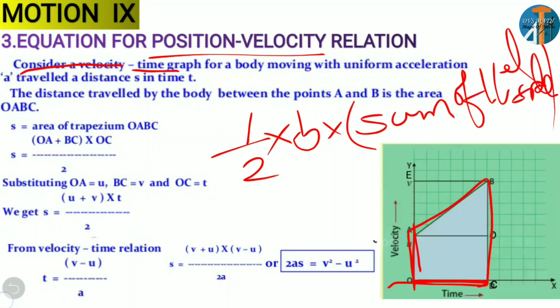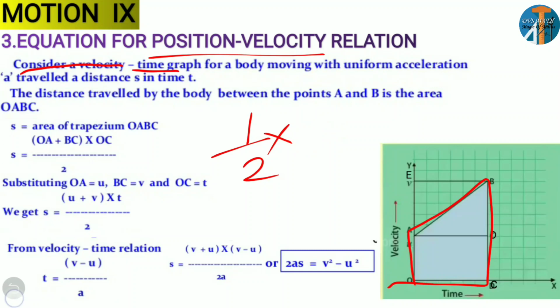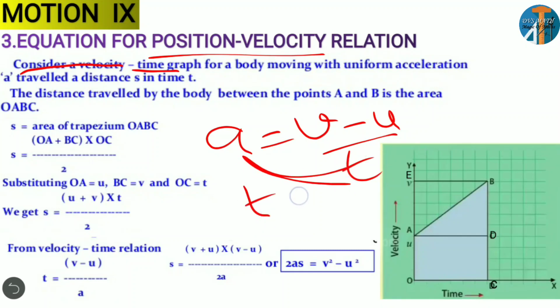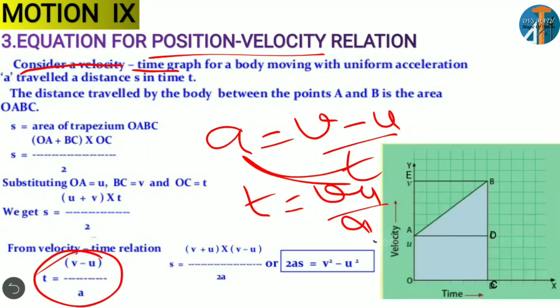What is our first equation? If we consider the first equation, A is equal to (V minus U) by T, right? So let us interchange. T is equal to (V minus U) by A. We are taking this equation from the first equation, T is equal to (V minus U) by A.